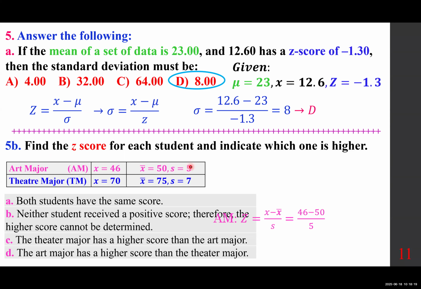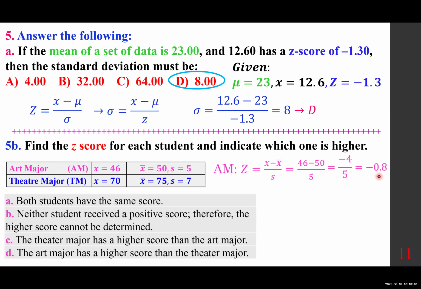Okay, so let's calculate Z equals X minus X bar over S. It could be whether you're dealing with a sample. Sample uses this, and population uses that. So 46 is X, minus 50 over 5, and we get -4 over 5, or -0.8.